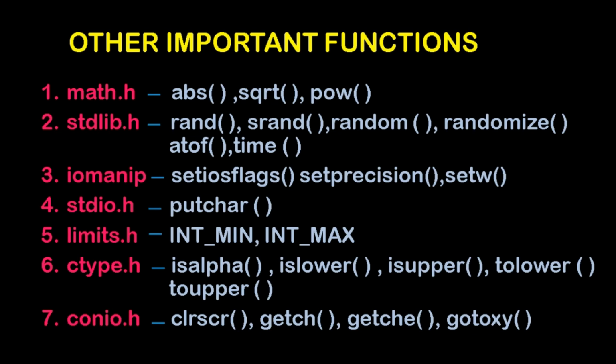conio.h is for clrscr, getch, getche, gotoxy. So these are the important header files and the functions. And now you are clear with the concepts of the functions and the header files.